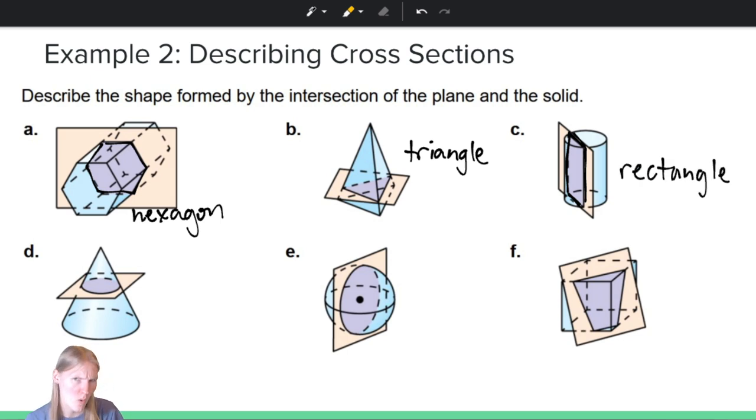Is it a rectangle or a square? In our case, it's a rectangle. Could it be a square? It could, if the rectangle were a different height. It could be a square.